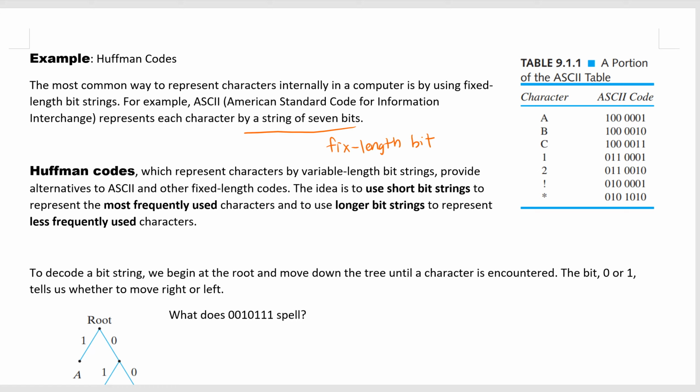So Huffman code, which represents characters by variable length bit strings, provides an alternative to the American Standard Code and other fixed length codes. The idea is to use short bit strings to represent the most frequently used characters, and to use longer bit strings to represent the less frequently used characters. So this is not a fixed length, but sometimes it's easier, okay, because for the most commonly used characters we have shorter bit strings. Okay.